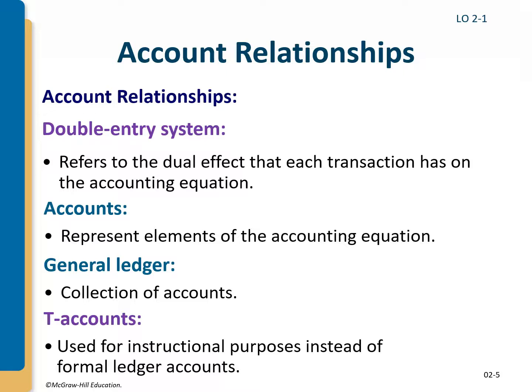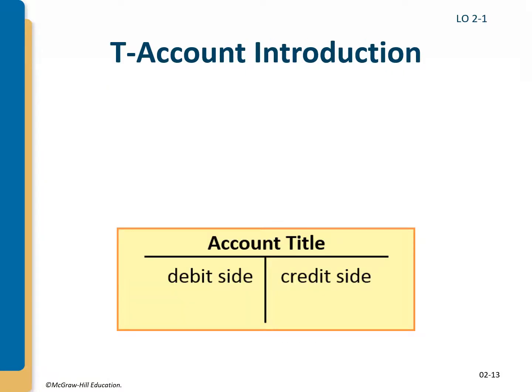T accounts are usually the format an account takes to track information about each of the elements of accounting. So there's our T account. Remember, debits are on the left, credits are on the right. Depending on the element, the type of account will determine which side increases and which side decreases.